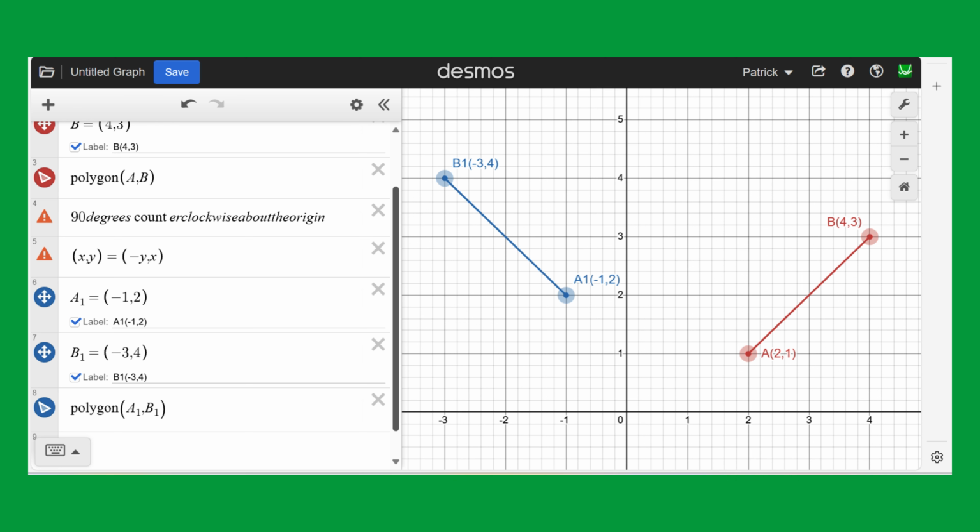Point A at (2, 1) becomes A' at (-1, 2). Point B at (4, 3) becomes B' at (-3, 4). So, the new image A'B' has coordinates (-1, 2) and (-3, 4). That was quick and easy because the rotation is about the origin and the angle is standard.